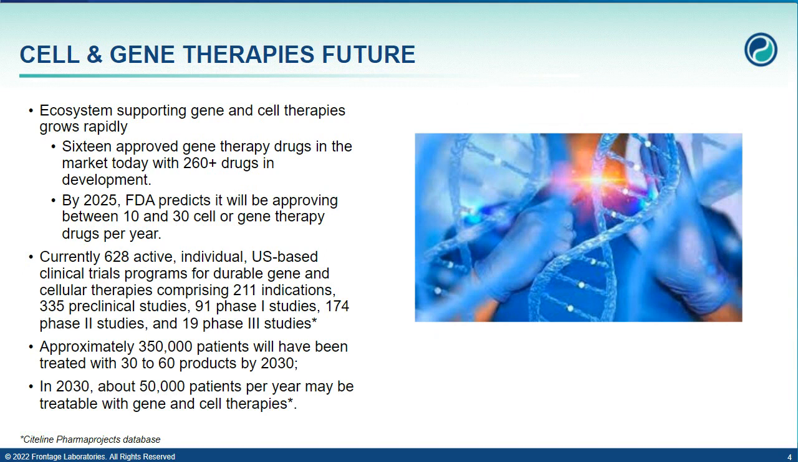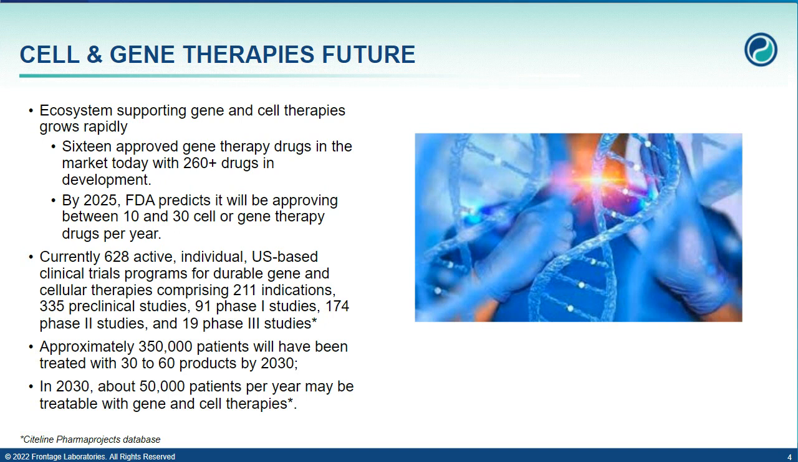So far, there are 16 approved gene therapy drugs in the market today, with 260 drugs in development. By 2025, FDA predicts it will be approving between 10 to 30 cell gene therapy drugs per year.